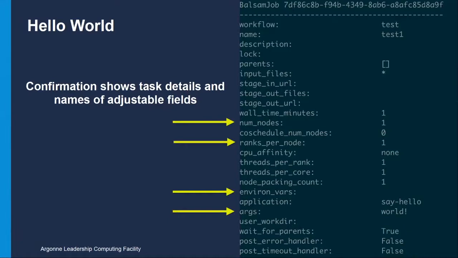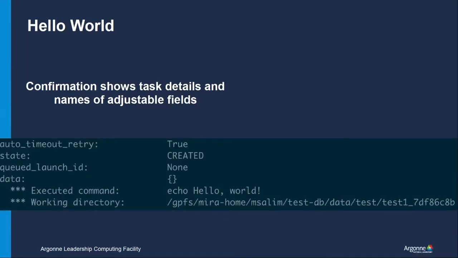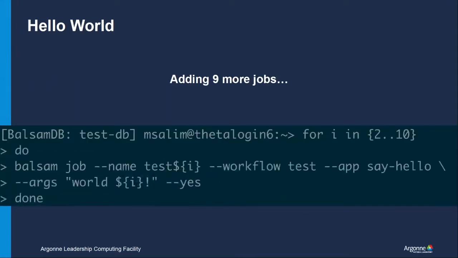So for instance, you can provide different numbers of nodes or ranks per node if the job is going to run with MPI. And then at the end, you should see a summary of what command actually gets run, and Balsam will generate a working directory inside of your database directory here, in which each task runs.